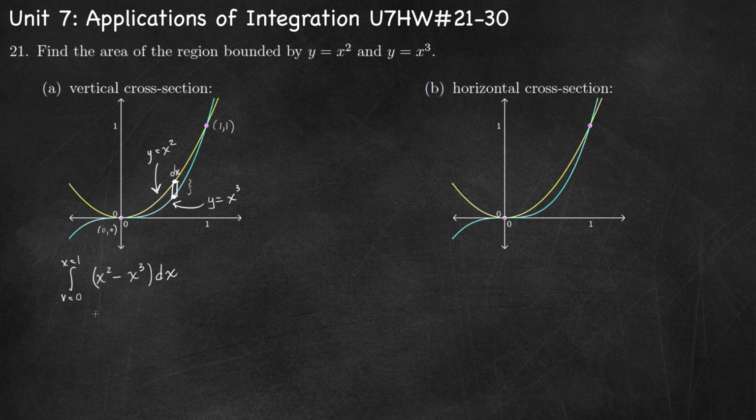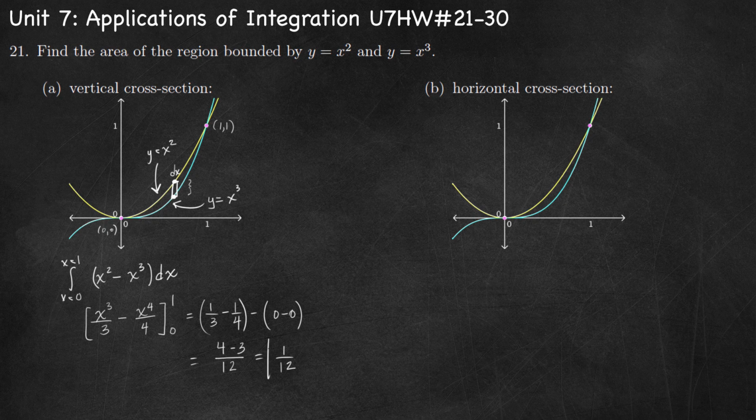So we'll use our power rule. The antiderivative of x squared is x cubed over 3 minus, and then the antiderivative of x cubed is x to the 4th over 4. And we want to evaluate that from 0 to 1. So we get 1/3 minus 1/4 minus 0 minus 0. 1/3 minus 1/4, if we get a common denominator of 12, is 4 over 12 minus 3 over 12, or 1 over 12. So that's the area of my region.